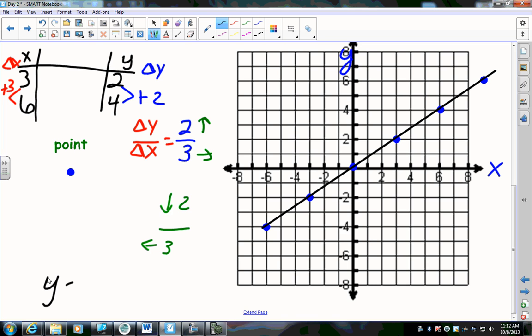My equation, y equals. My slope, I'm going up 2 to the right 3. So I've got 2/3. And then I've got x. The other piece of information I need is my y-intercept. Right here it's 0, 0. Now, you can either put plus 0 on there, but the equations will normally just have 2/3 x. The plus 0, you should just know if there's not a number there that means 0.